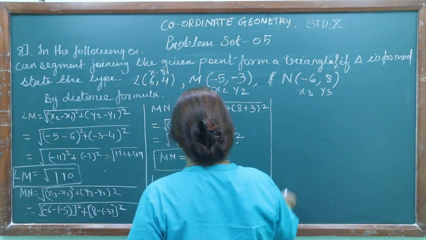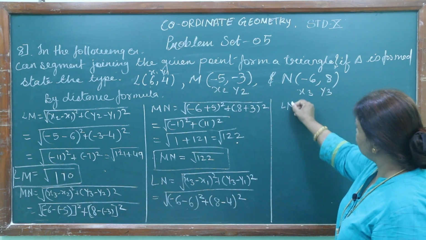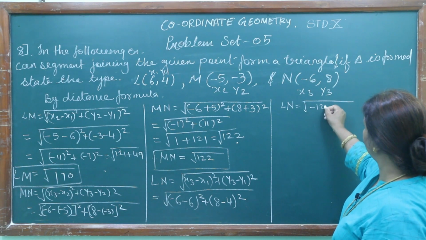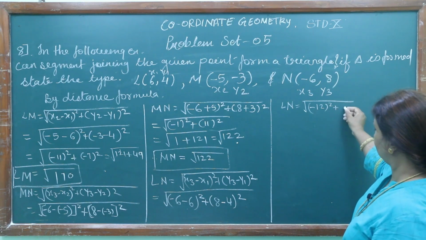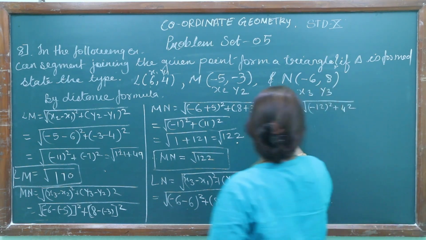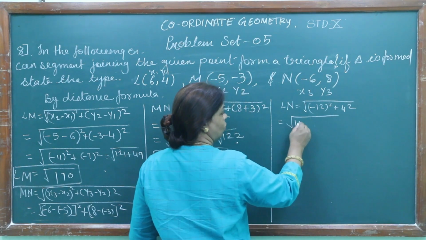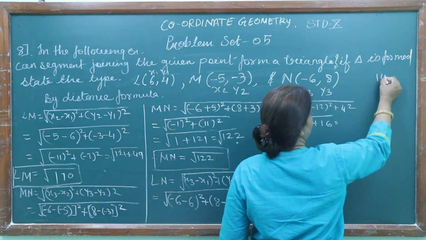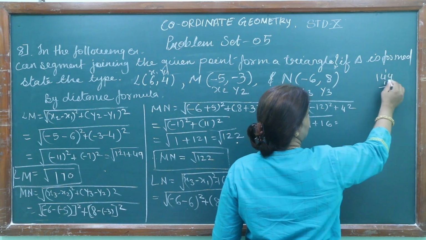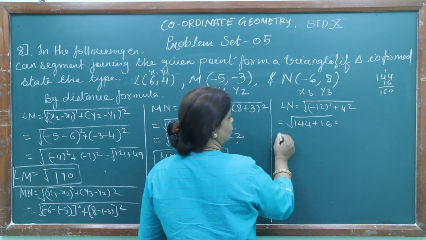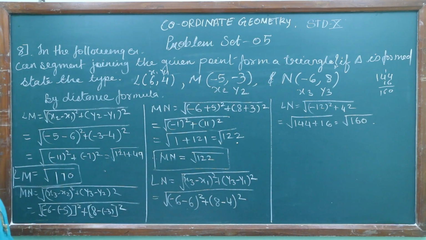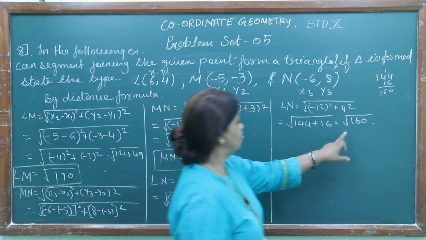Now which is equal to, so LN is equal to now under the root minus 6 minus 6 is minus 12 the whole square plus 4 the whole square. So minus 12 squared is 144 plus 16, which is equal to 144 and 16 will be 160. So it would be under the root 160. So children, now see, this is 170, this is 122, and this is 160.